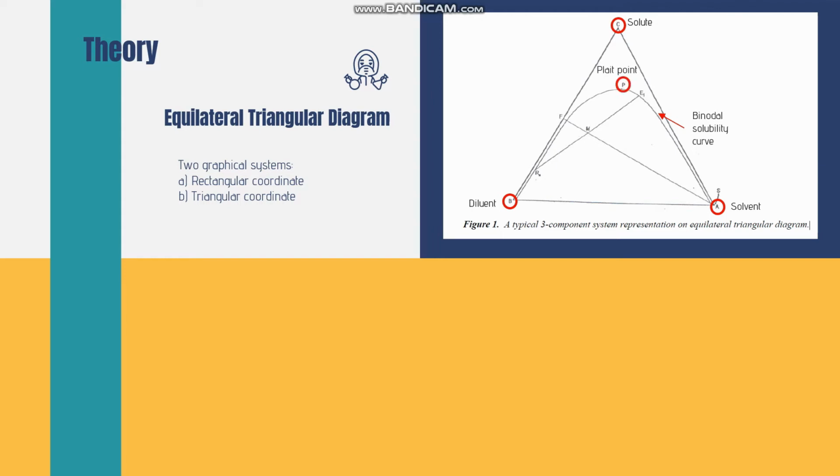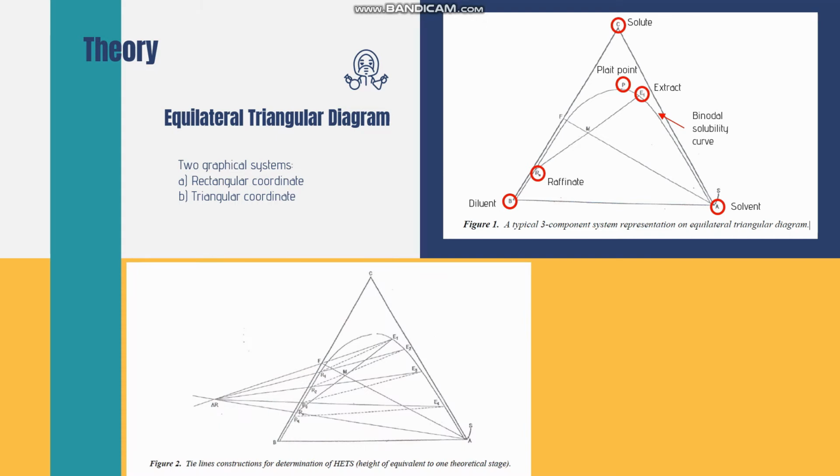P is the plait point, E1 is the extract, and R is the raffinate. The compositions of the extract and the raffinate are connected by the tie lines, and they have different slopes. The tie lines get shorter as they get away from the x-axis, and eventually they converge to the P point, the plait point. And for your information, the plait point is not normally the highest point of the curve.